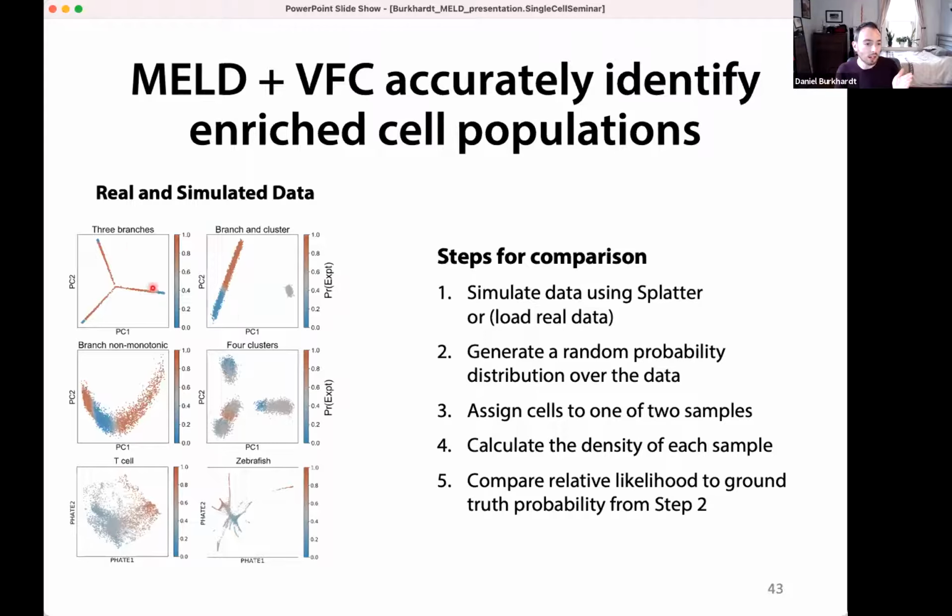The basic idea here is to take either a set of simulated data sets using Splatter, where we know the underlying geometry of the data, or to take some real world data sets, and generate some random ground truth probabilities. So for each cell, we can say the probability that it was going to be in the experimental condition or in the control condition, and actually generate sample labels from this underlying probability distribution in step 2. We can then calculate the density of each of the samples using MELD, and then compare the relative likelihood that we get from MELD to whatever this underlying ground truth was.